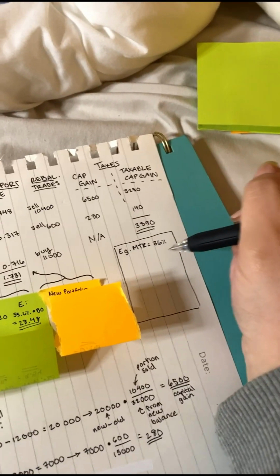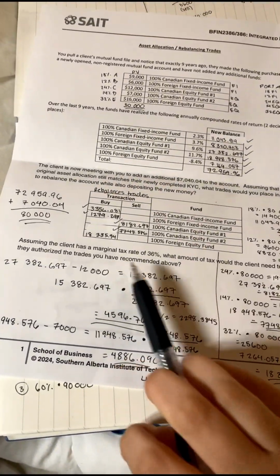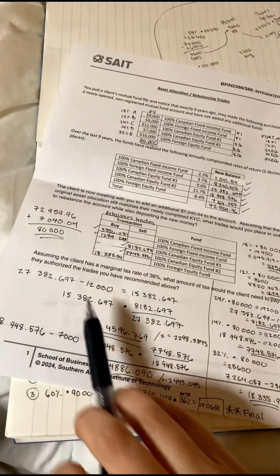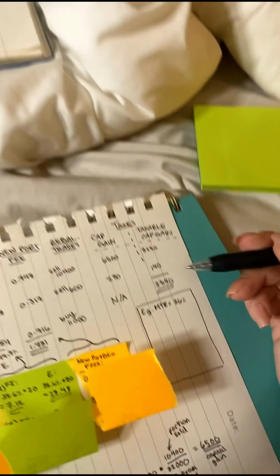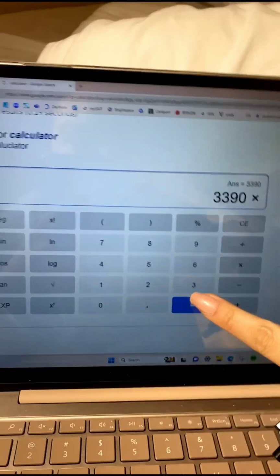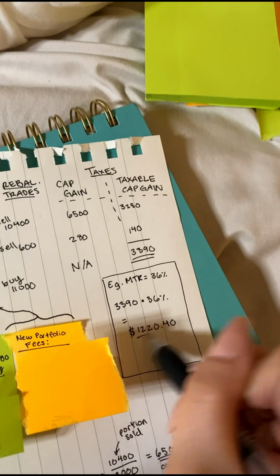So if there's an example, like say how it was on the worksheet where they give you the marginal tax rate, to find the amount of tax the client needs to pay, you just times this total by their marginal tax rate, equals. This client would pay this in taxes.